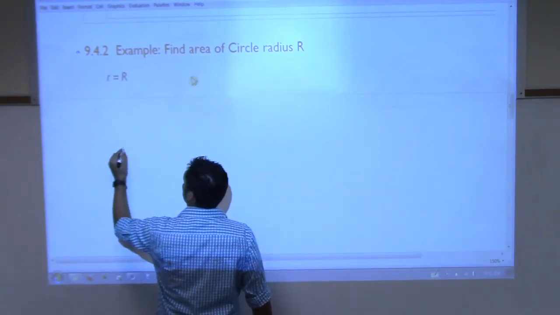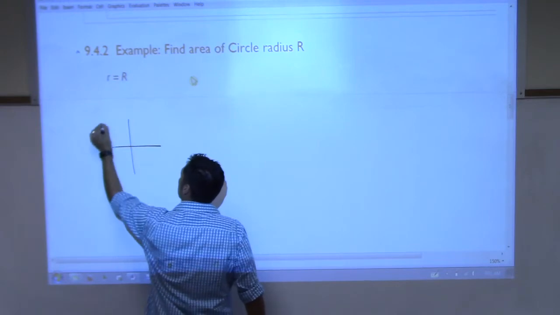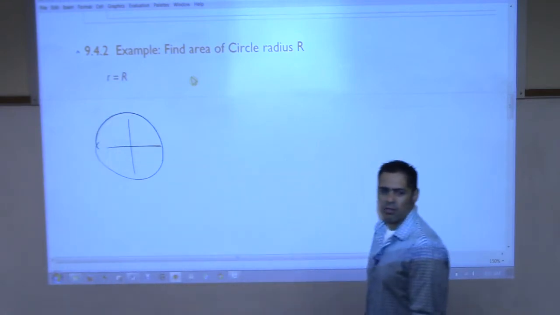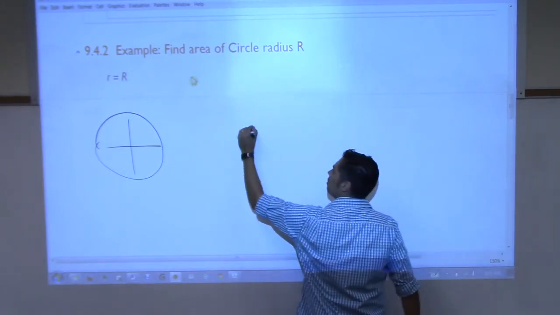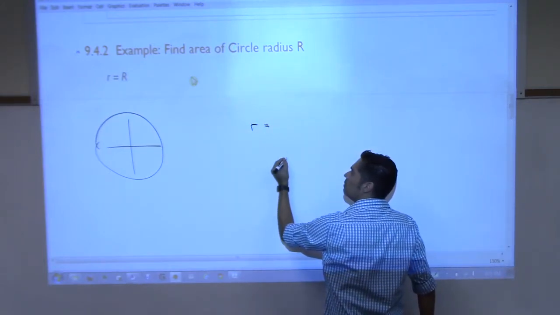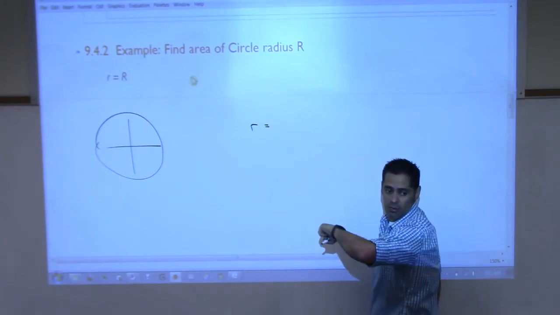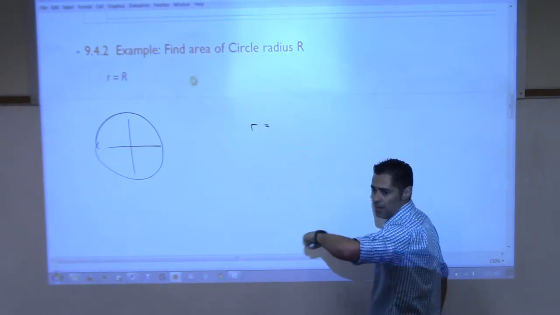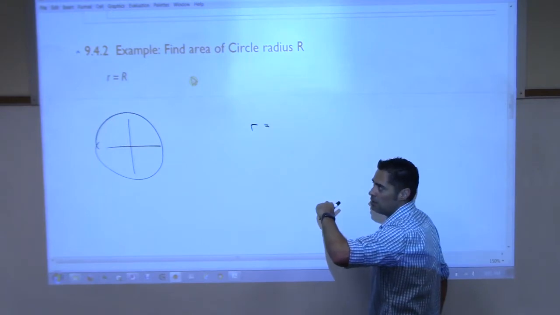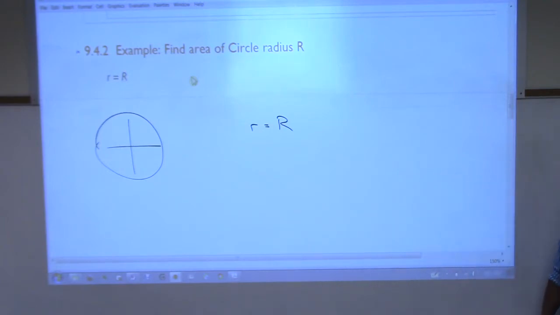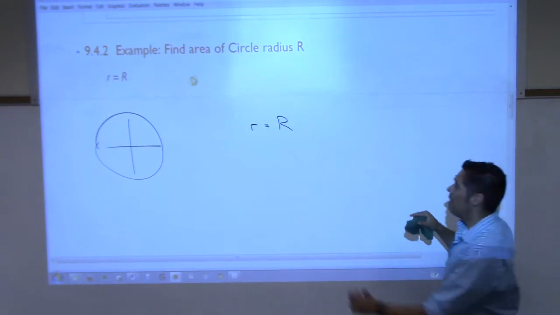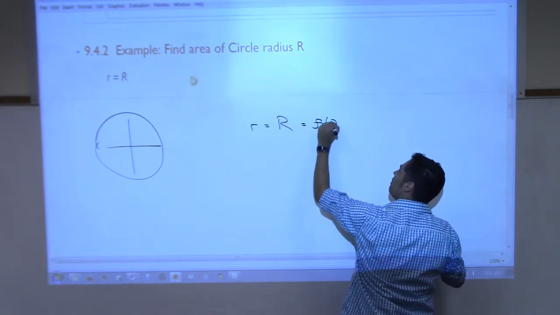Well, how do we draw a circle? Tell me, what is the equation of a circle of radius capital R in polar coordinates? What's the equation? r equals, now r equals 1 would draw me the unit circle. r equals 2 would draw me a circle with radius 2. r equals capital R. That is the equation of a circle in polar coordinates. Do you all agree with that? Okay. So this is my f of theta, isn't it?